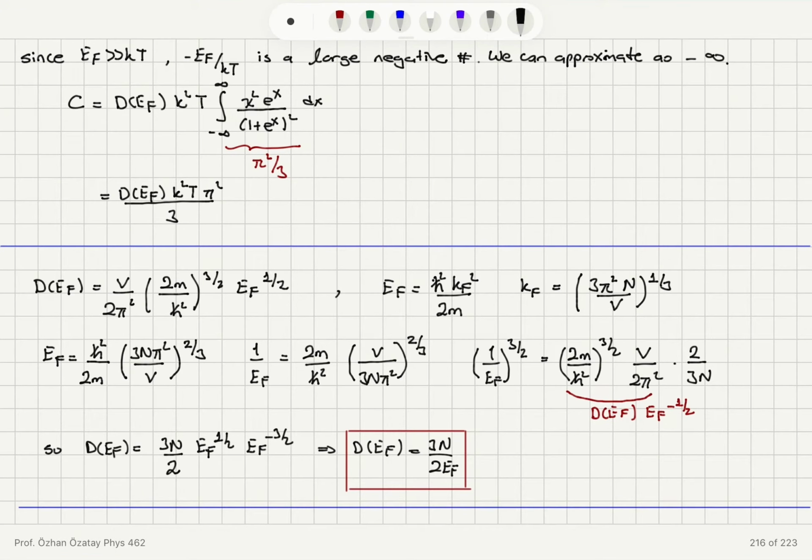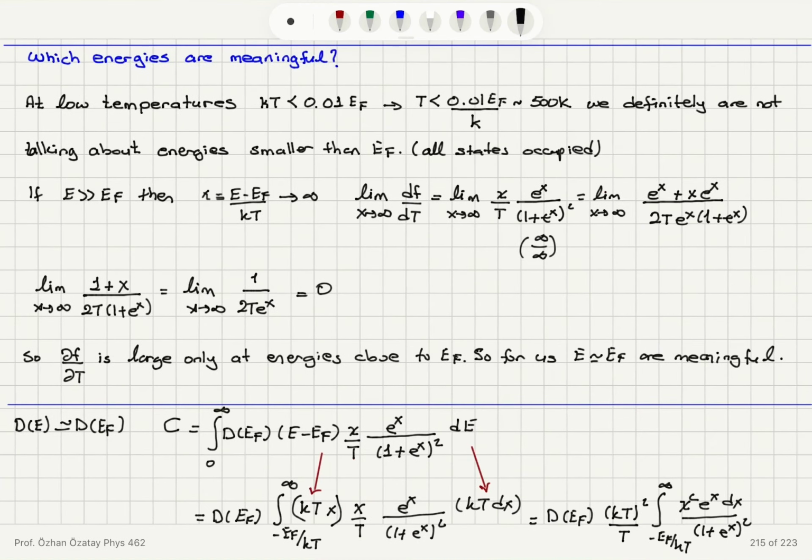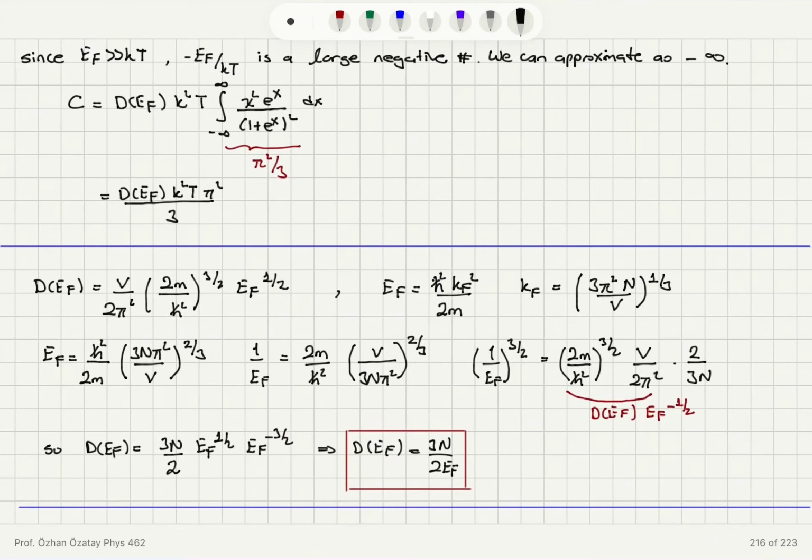Since E Fermi is much greater than kT, minus E Fermi over kT is a large negative number, so we can approximate it as minus infinity. So the heat capacity will be then density of states at Fermi level. Now I had kT squared over t, so that becomes k squared t, integral from minus infinity to plus infinity, x squared e to the x over (1 plus e to the x) squared dx. You can look up this integral from integral tables. It has a value pi squared over 3.